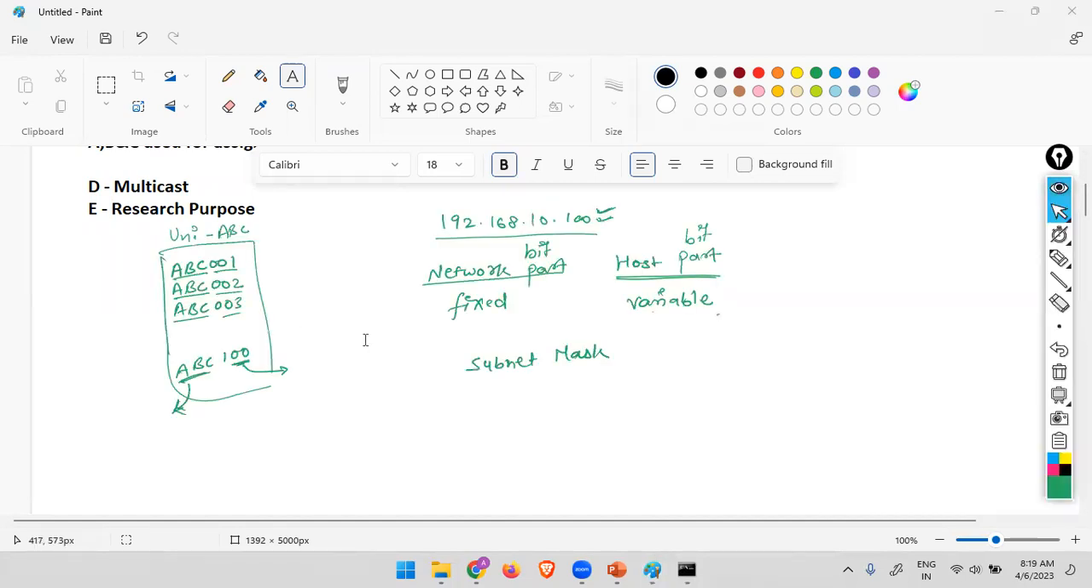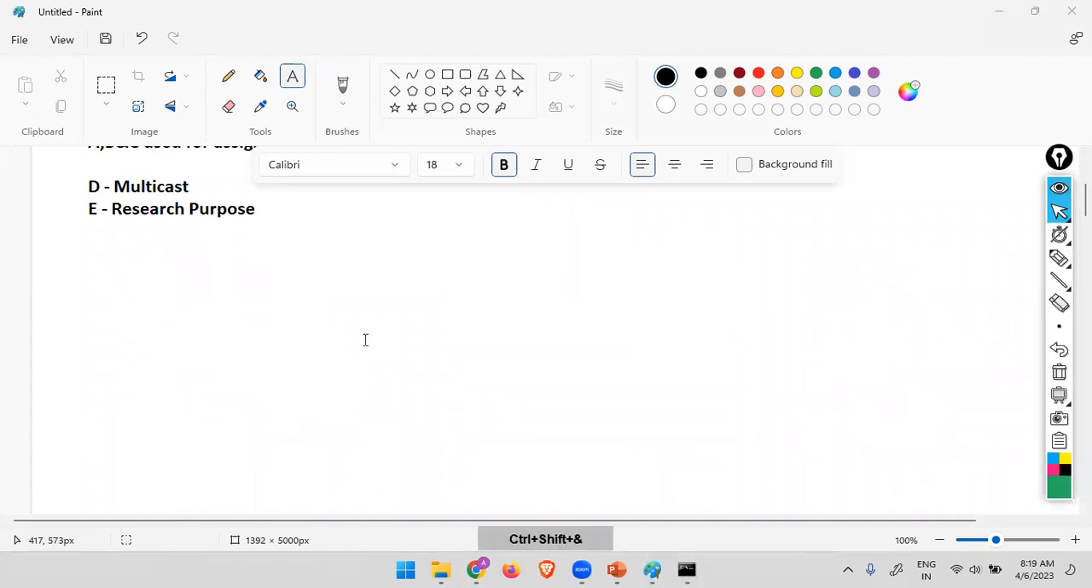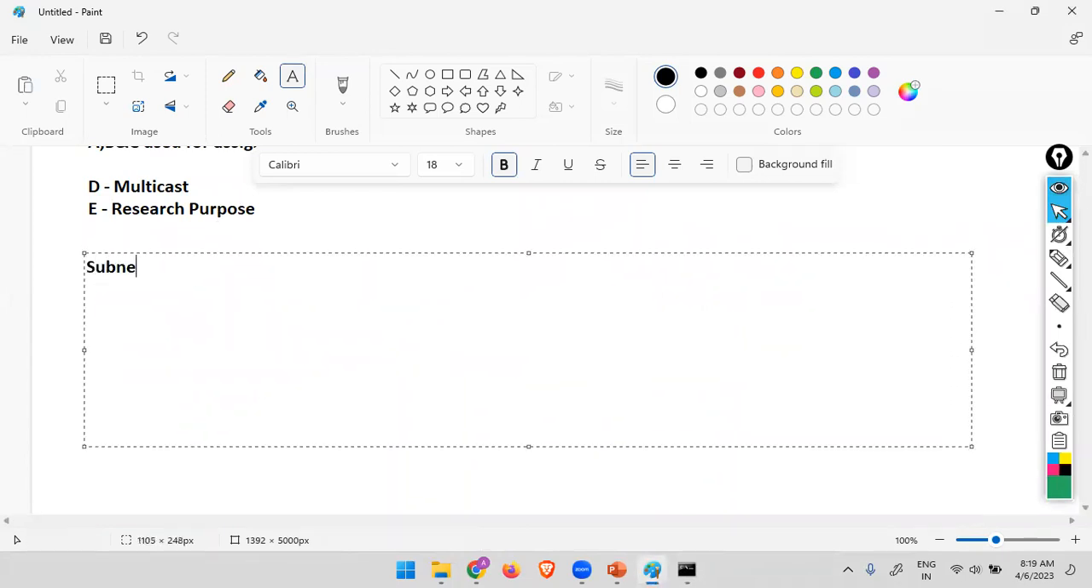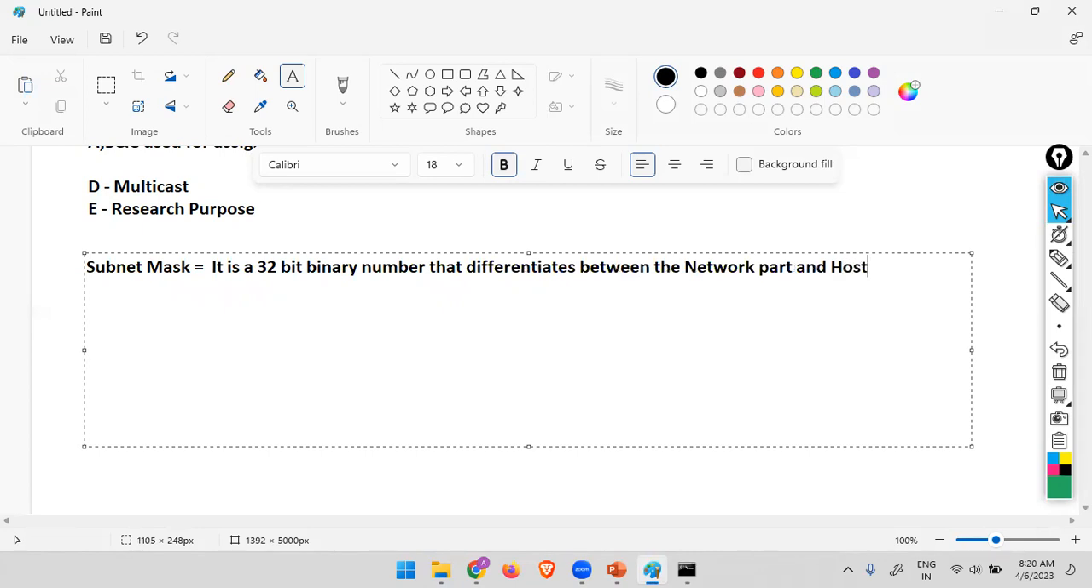Okay. So if you want to define the subnet mask, how can we define it? We can say that the subnet mask is a 32-bit binary number that differentiates between the network part and host part of an IP address.